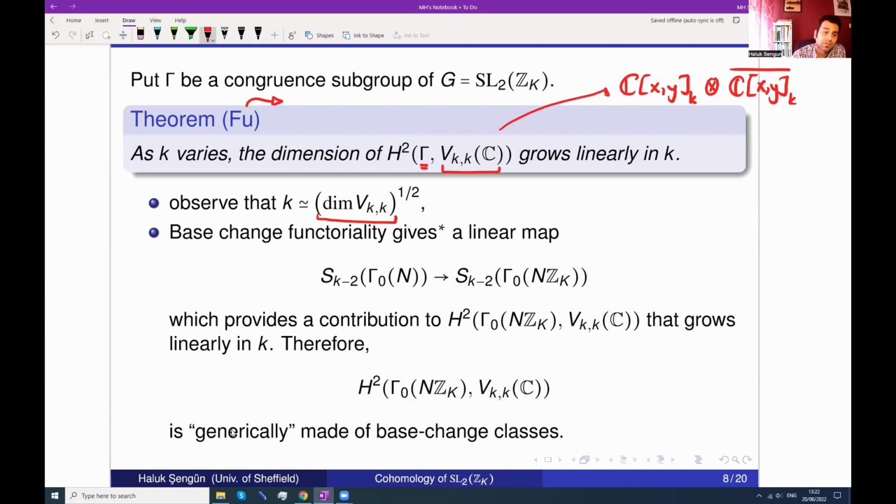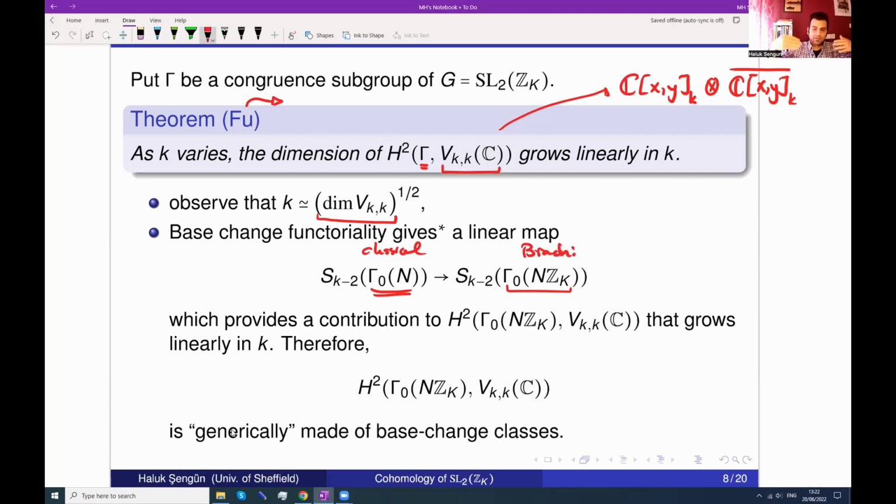Because you can see that in nice cases there is this base change functoriality. If you start with a classical space of modular forms for Gamma_0 of level n, an integer, and some fixed weight, base change functoriality of Langlands basically gives you a linear map to the space of Bianchi modular forms with level given by the ideal generated by that rational number n. So this is classical here, and Bianchi on the right-hand side.